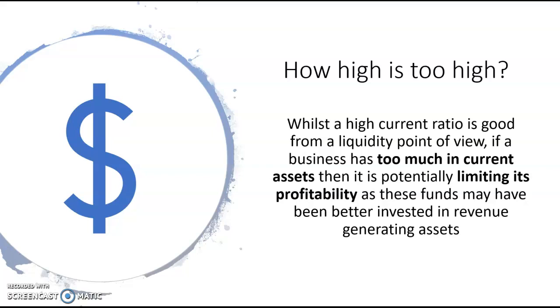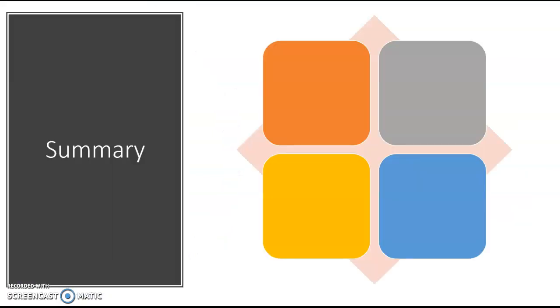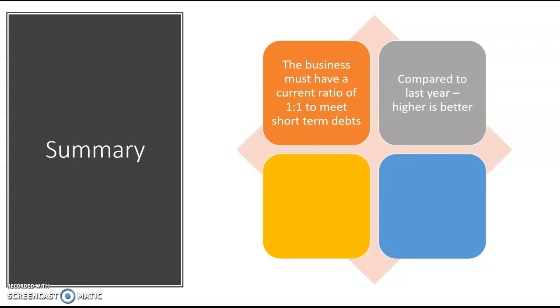This, however, is the extension and the extra that you add to your analysis, not the point of default when interpreting the current ratio. So in summary, the business must have a current ratio of 1 to 1 to be able to meet their short-term debts. When comparing the current ratio to last year, higher is better because it means we now have more current assets to cover our current liabilities.